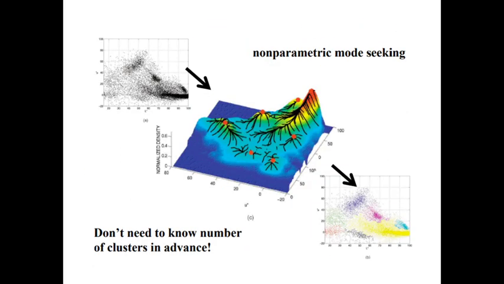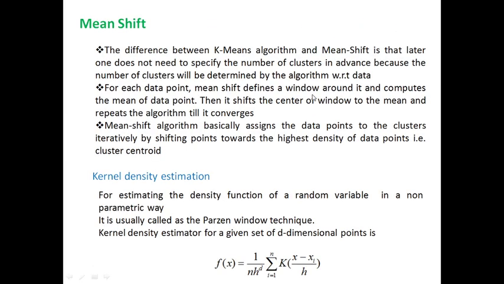The difference between k-means and mean shift is that the latter does not need you to specify the number of clusters. In the explanation, I didn't mention that so-and-so number of clusters are present, as I did for k-means. I didn't mention the number of clusters because the number of clusters will be determined by the mean shift algorithm itself.